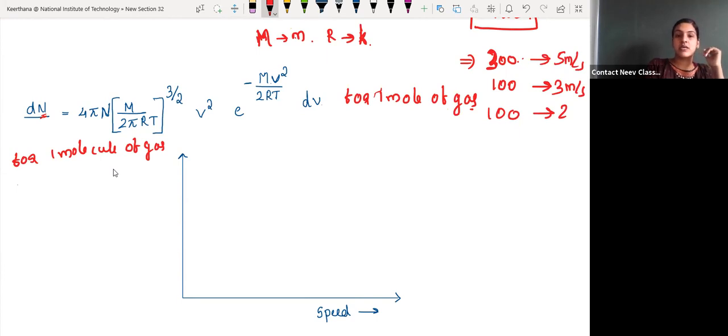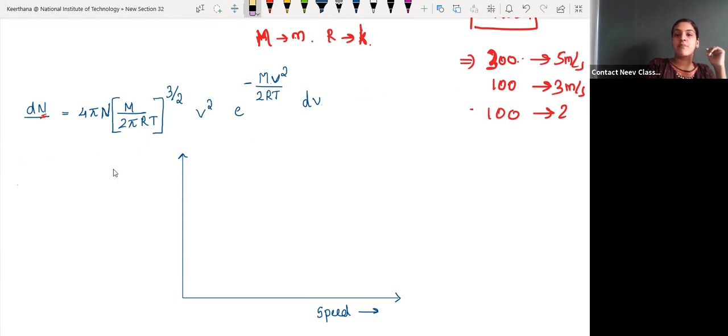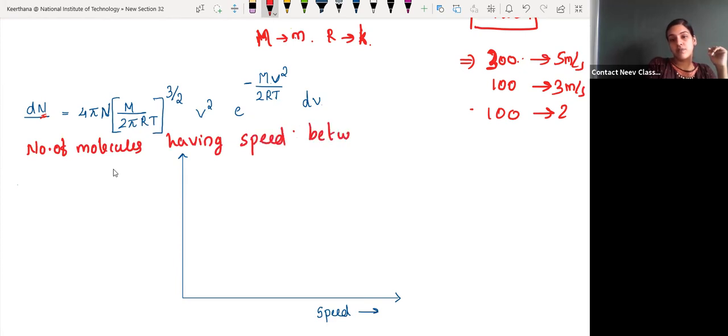And dn represents the number of molecules. The dn is actually the number of molecules having velocity, or having speed, between v and v plus dv.